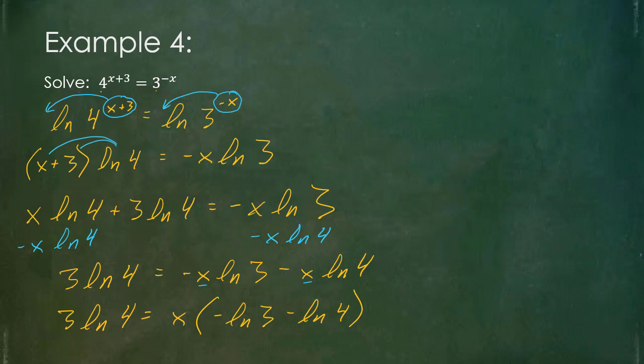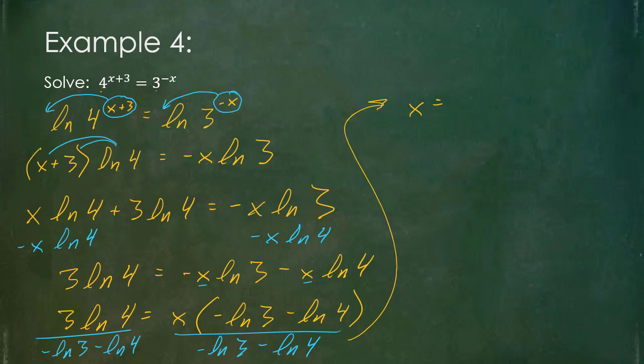So basically I just took the x's that were in front, factored it out, and now what I should be able to do is isolate x, just divide by that entire parenthesis. So the negative natural log of 3 minus natural log of 4. And as long as I do that on both sides of the equation, it's all good. So this should give us our final result of x would just equal 3 natural log of 4 divided by that negative natural log of 3 minus natural log of 4, which we could then type into our calculator to come up with its approximate value.